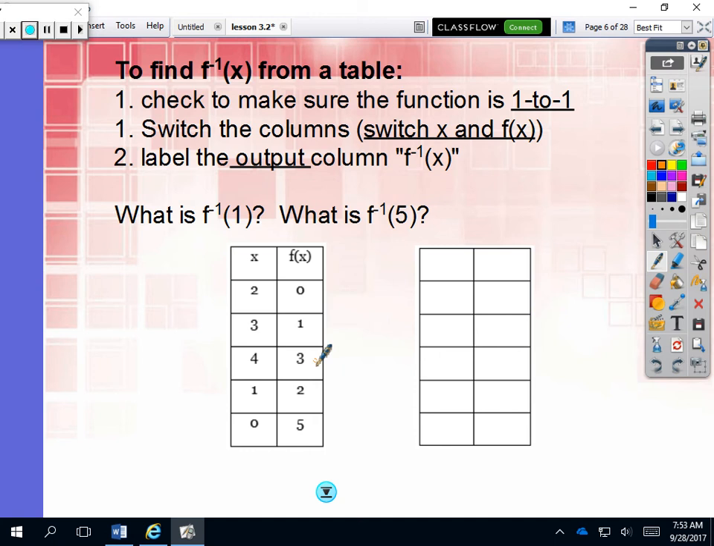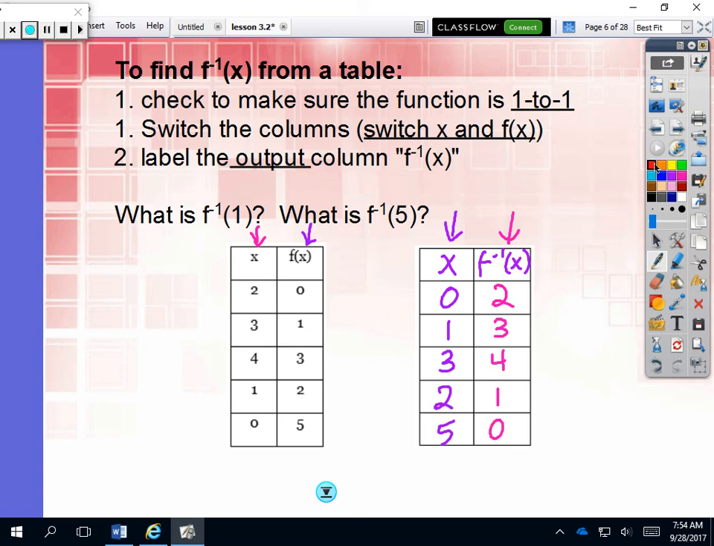When we come back, we're going to label the output column f inverse of x, and this is still x. But now this was the output from over here. So I'm going to switch the columns basically. Take 0, 1, 3, 2, and 5, the output, and now make it my input. And then I'm going to do the same thing with the input from this. It becomes the output from this. So it's going to be 2, 3, 4, 1, 0. So we're just switching the x and y just like we did yesterday.